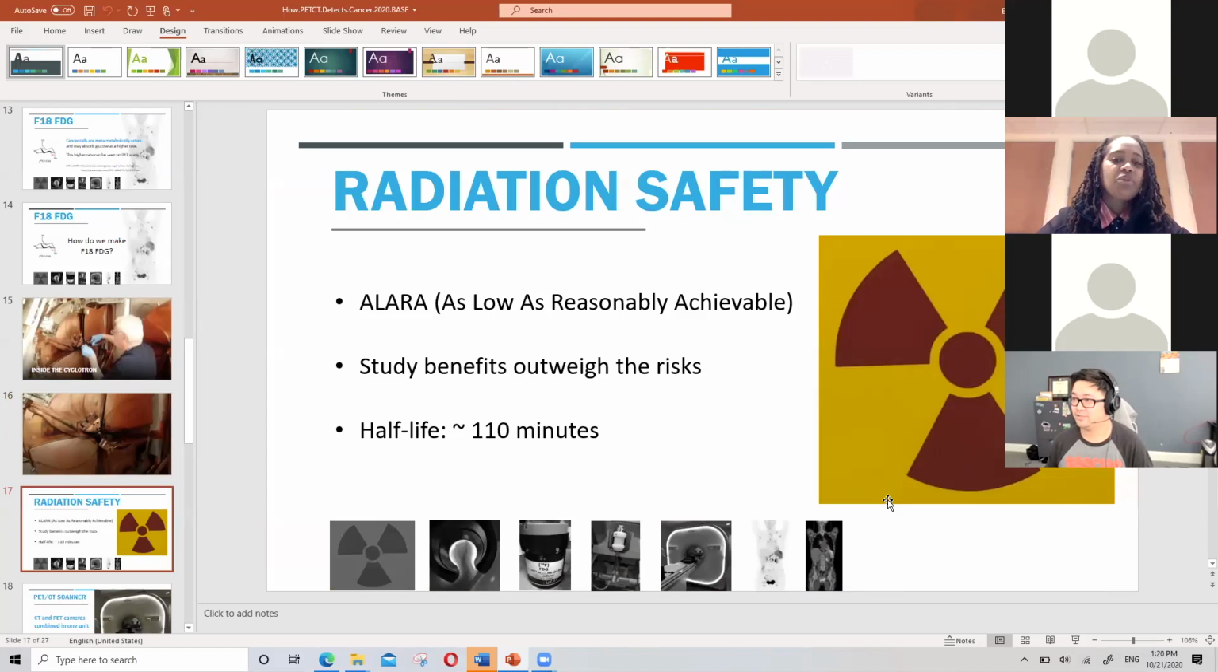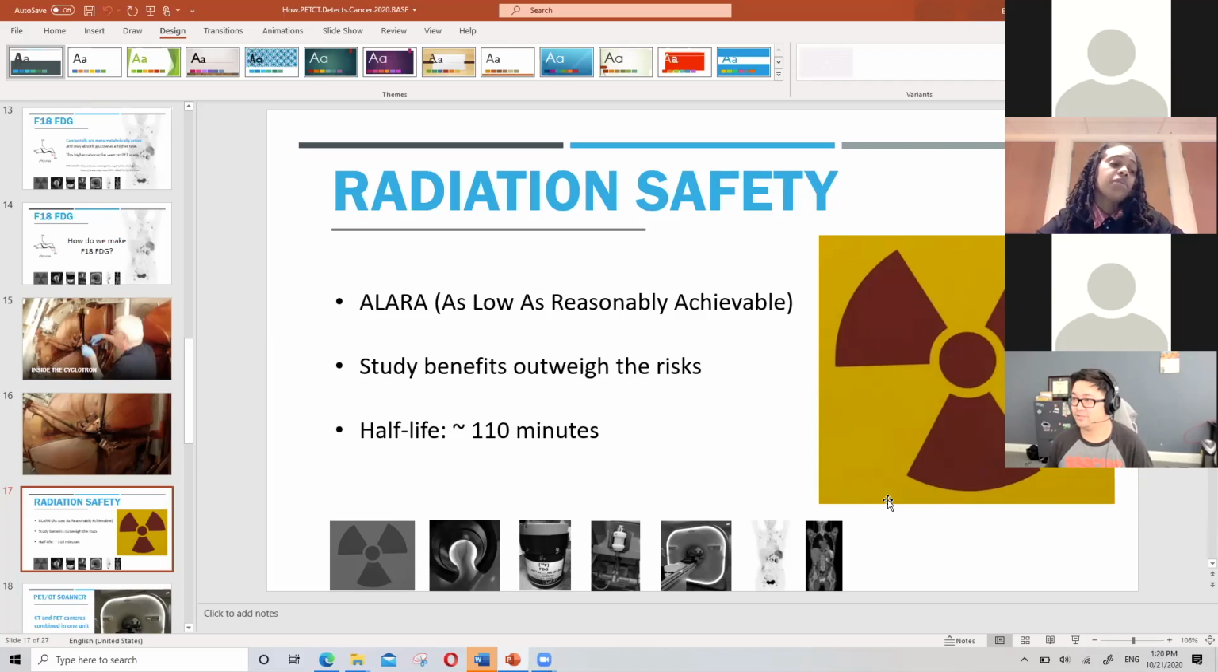Let's talk radiation safety. So again, in the video, I mentioned that any of these procedures that we are suggesting, safety is going to be taken into consideration. And so we are going to offer a level of radiation that is as low as reasonably achievable for you, the patient. We want to keep you safe. Your healthcare team is going to study the benefits versus the risks of the study before offering it to you as part of your potential care.